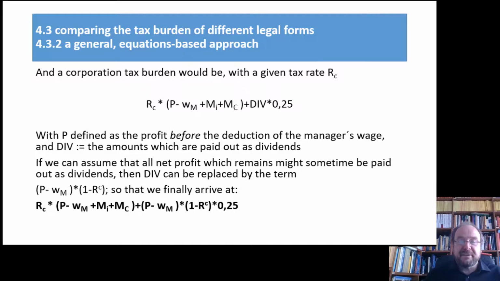Corporation tax could be expressed as, if RC is the tax rate for corporation tax, corporation tax rate times or multiplied by profit minus wage paid to the manager plus modifications for income tax plus modifications which only exist in corporation tax. And then you should not forget that the dividend payments come later on top and will be taxed by 25%. Or you could also say are dividends, if you want to have a more general expression of the 25%.